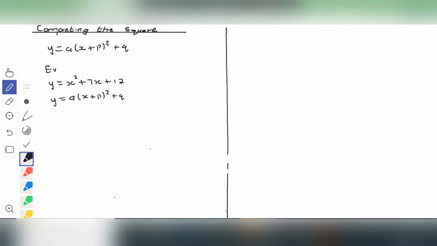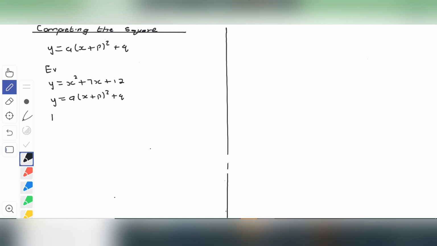And remember, whenever we complete the square, they want you to write your given equation in this format. So we need to calculate a, p, and q. After we replace those values here, we have completed the square. So how do we know what a is, and how do we calculate p and also q? We have the formulas for calculating p and q.